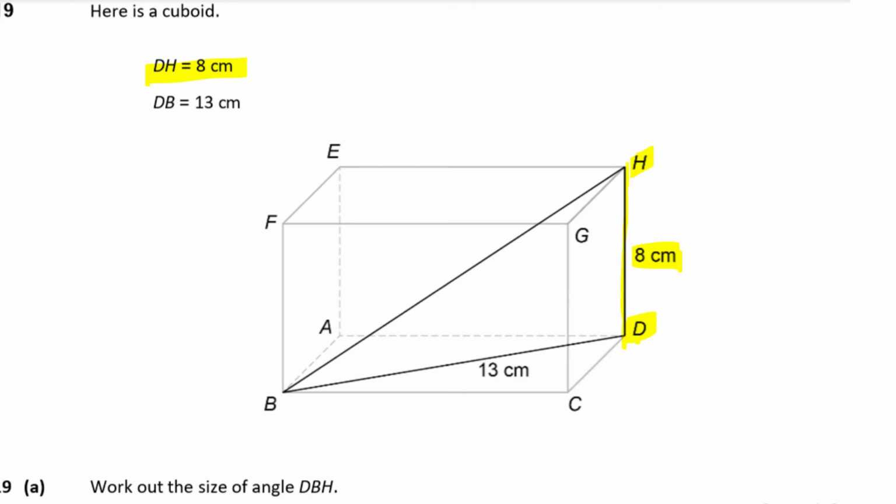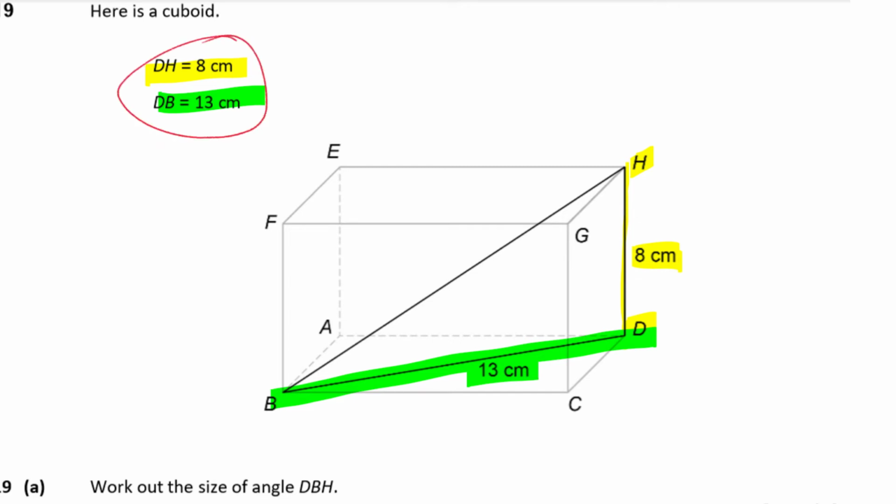DH is the line between them, and that's 8 centimeters, and DB is 13 centimeters. Where's that? It's that one there, isn't it? It's equal to 13. Okay, so both of those are given. It's always worth reading these numbers at the top, because sometimes they're not on the diagram, and if you don't notice that, then the questions are pretty impossible to solve. So just double check it's on there.